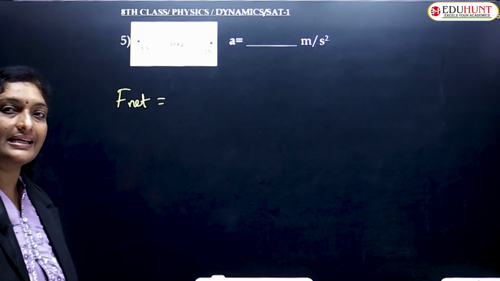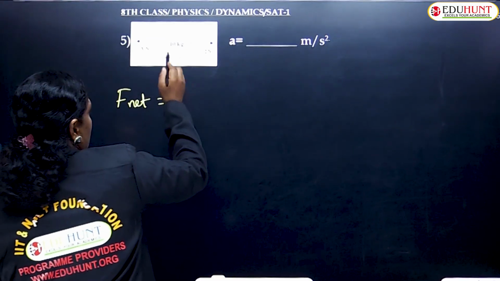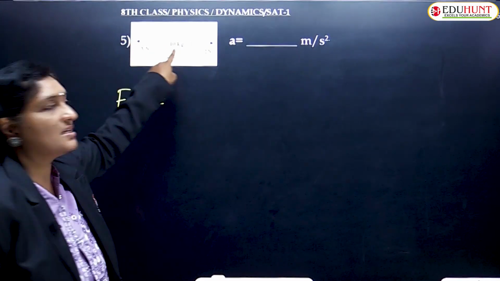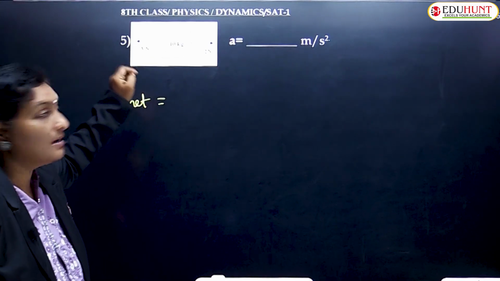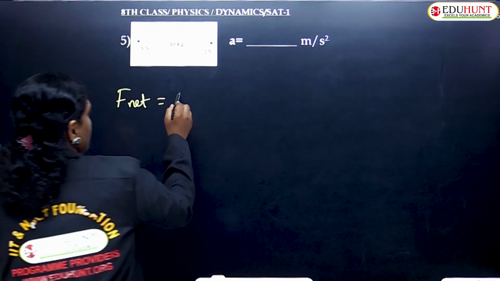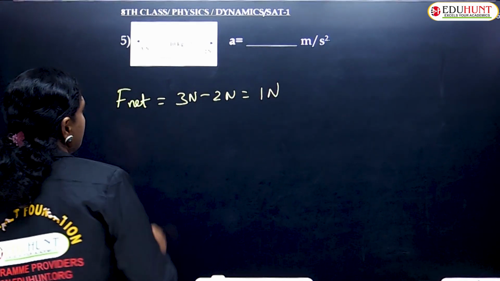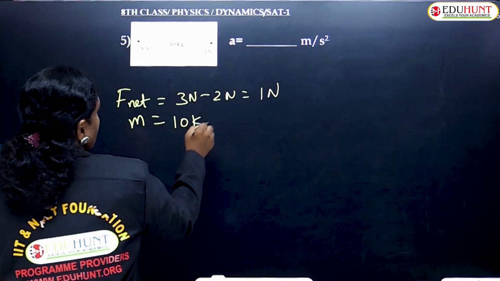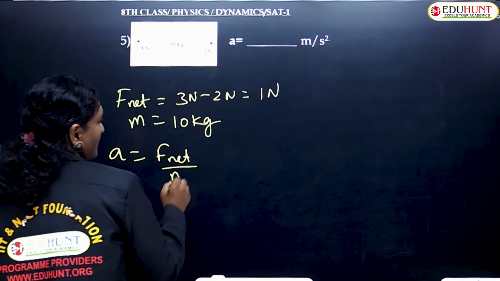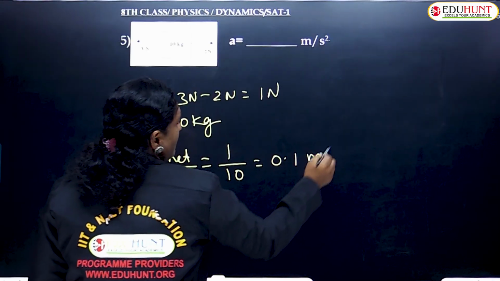The acceleration of a body is directly proportional to the net force, which means the resultant force. Here 3 Newton force is acting, here only 2 Newton. So in which direction does the body move? Towards left side. With how much force, meaning the resultant force? 3 minus 2. What is that? 3 Newton minus 2 Newton. This is 1 Newton, children. And mass is given as 10 kg. So you are asked to find out acceleration. You need to find out the net force upon the mass, that is 1 upon 10, nothing but 0.1 meter per second square.